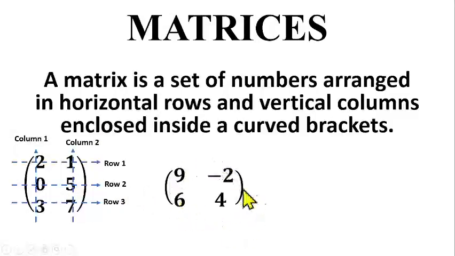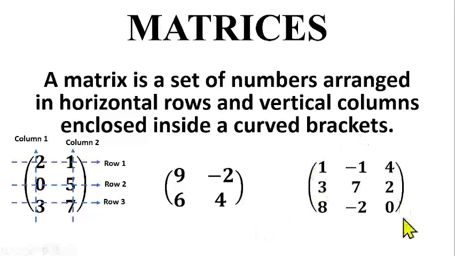Another example is this matrix on the screen right now, which also satisfies this definition. Numbers are arranged in rows and columns enclosed in brackets. So that means this is a matrix as well. Can you tell me how many rows this matrix has and how many columns it has? So this matrix has 2 rows and 2 columns.